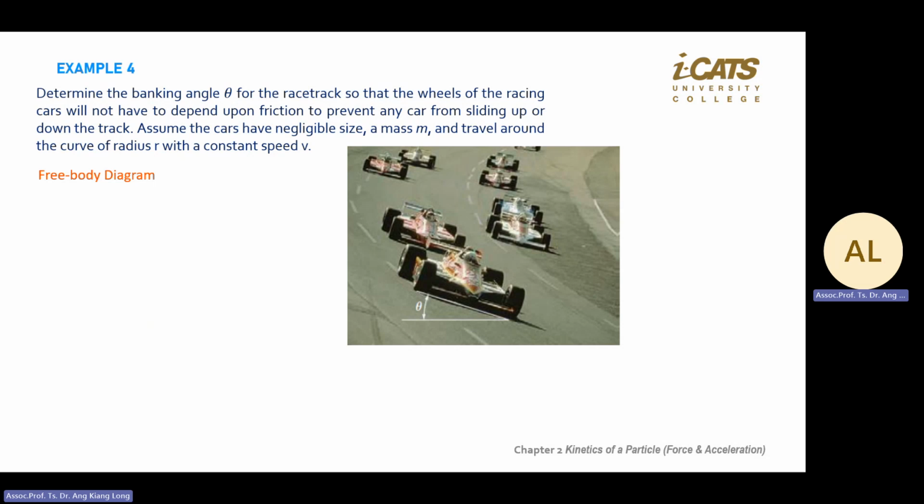You need to find the track. You need to design the track for this car so that the car does not slide down when you speed up, right? So that the wheels of the racing car do not have to depend on friction to prevent sliding up or down. Assume the car, you can ignore the size, ignore the mass, and travel around the curve of radius rho with a constant speed v.